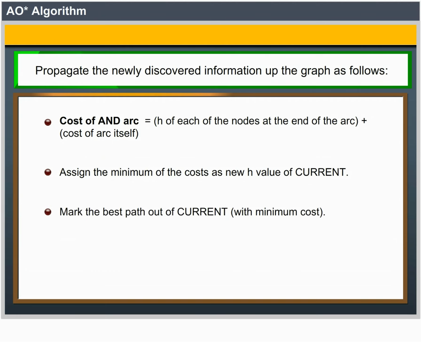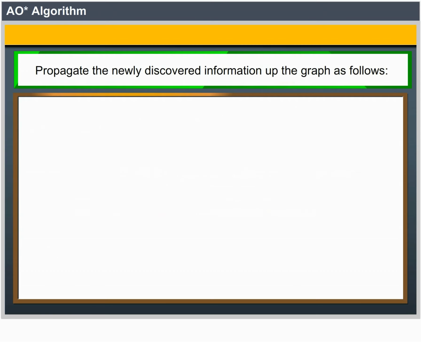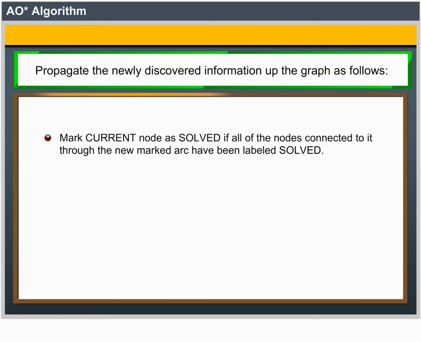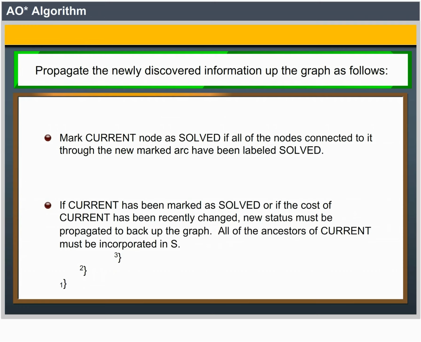Make the best path out of current with minimum cost. Mark current node as solved if all the nodes connected to it through the newly marked arc have been labeled solved. If current has been marked as solved or if the cost of current has recently changed, the new status must be propagated back up the graph. All of the ancestors of current must be added to S.